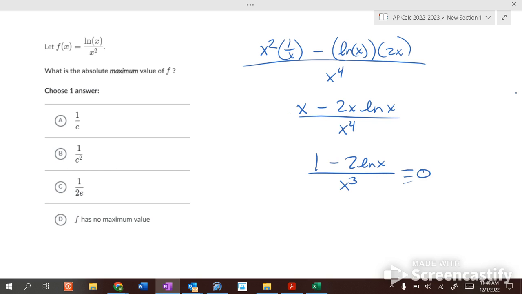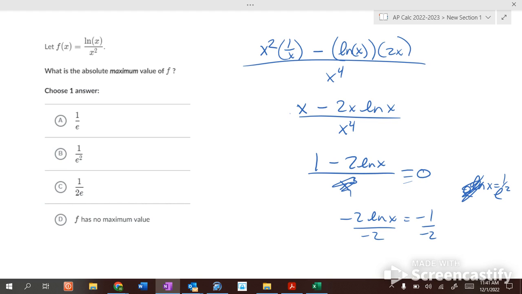What happens? So 1 minus 2 ln of x equals 0. Move the 1 over. -2 ln of x equals -1. Divide by -2. Where is the ln of x equal to 1/2 at? How do you figure that out? Well, you just e both sides. So e to the 1/2 power.